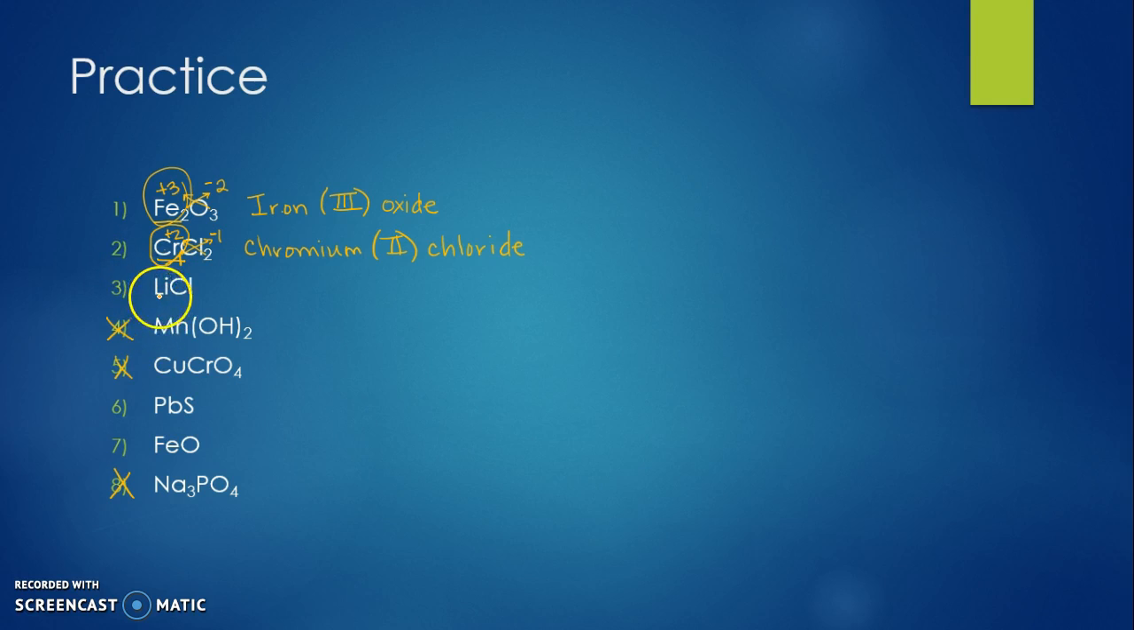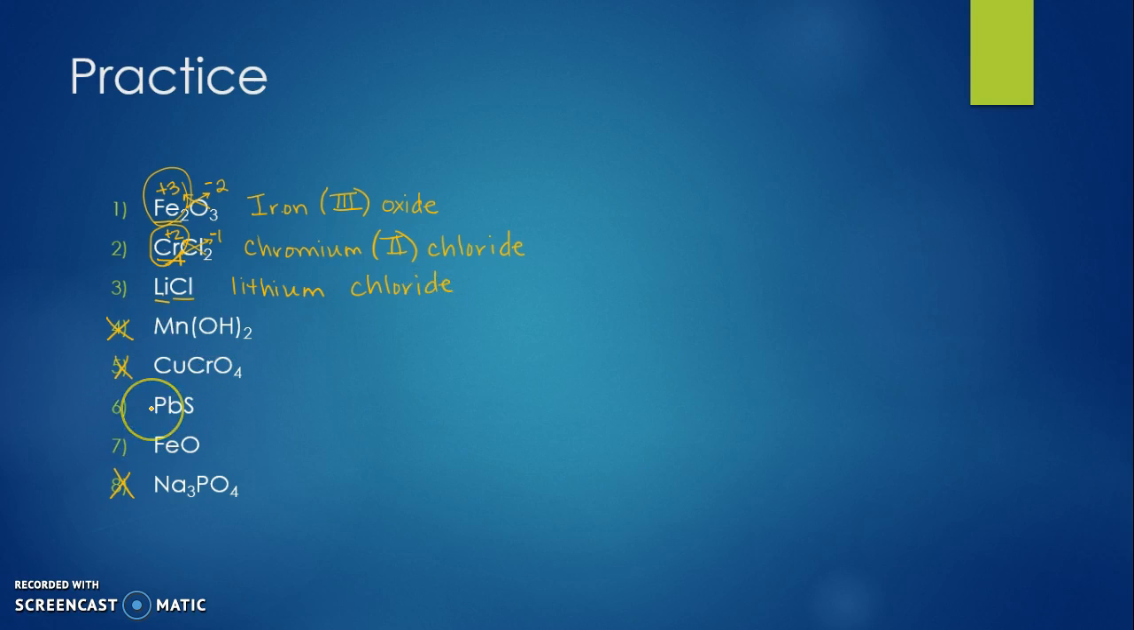All right, number 3, we have lithium listed first. So you have to look at your periodic table. Is lithium a transition metal? Hopefully you'll see that lithium is in group 1 and it is not a transition metal. So we name the first element lithium and we name the second element with IDE. So it would be lithium chloride.